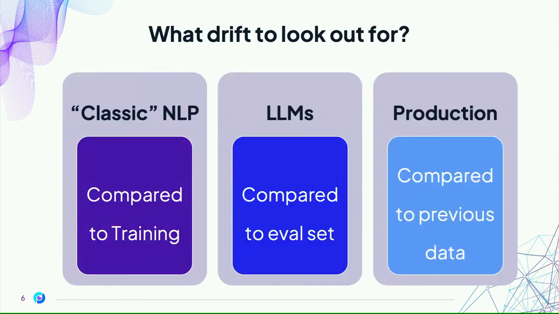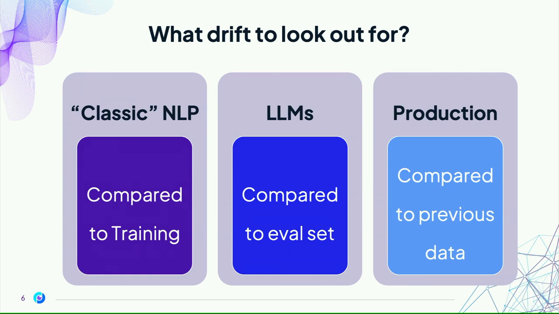Before I go into how to detect drift, just a couple of words about what drift we should be looking out for. When we talk about a classic NLP model, and when I say classic, I mean deep learning models that were the only thing in existence up to half a year ago, we actually have training data. We train a model on training data to predict the label.